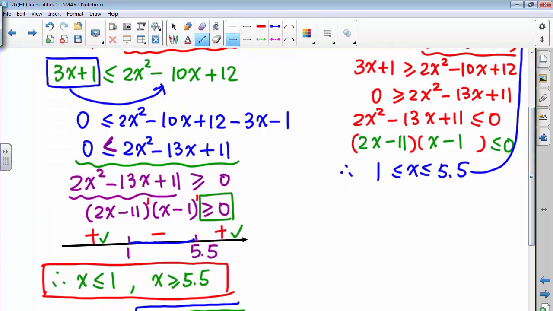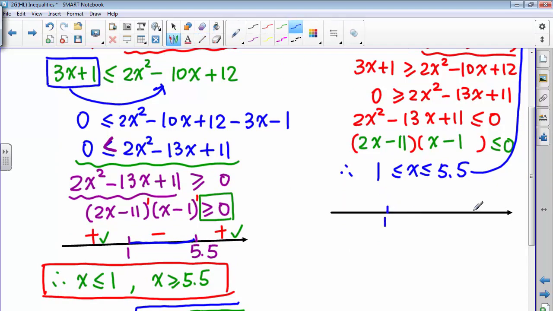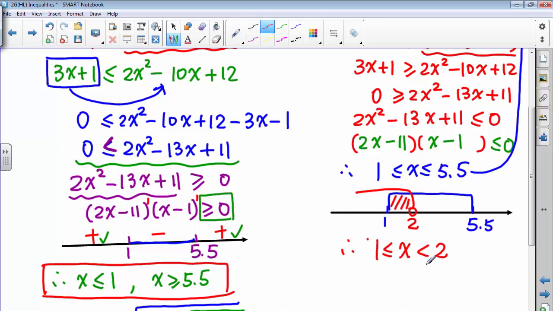So let's use the number line to find the overlapping part this time. 1, 5.5. X has to be less than 2 as well. So x has to be less than 2. Then look at the overlapping part of the blue one and the red part. It should be this one. So the final solution in case 2 is x is between 1 inclusive, 2 not inclusive, because x cannot be 2 in the denominator.